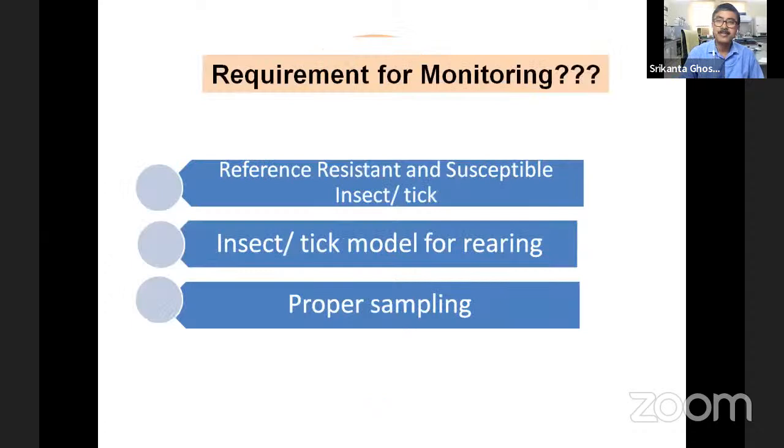First is resistance monitoring. But for resistance monitoring, we should have a model. Suppose you have flies. You should have a model for how to test it. Here is the problem.